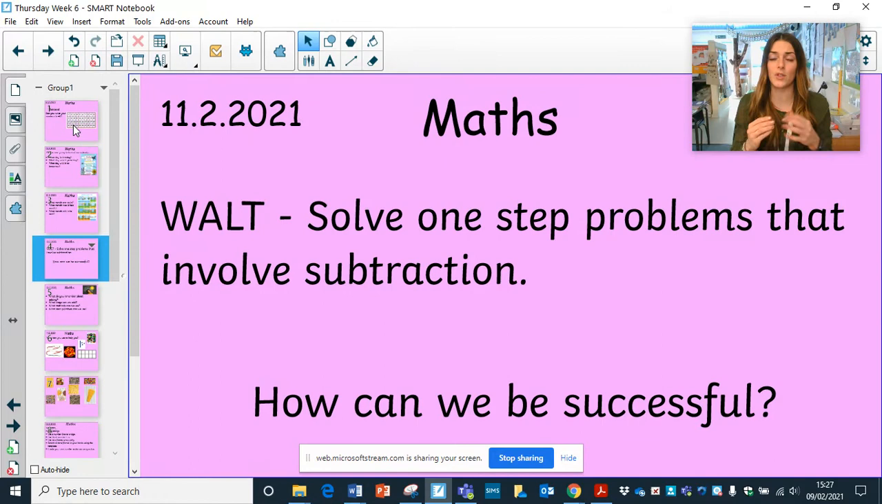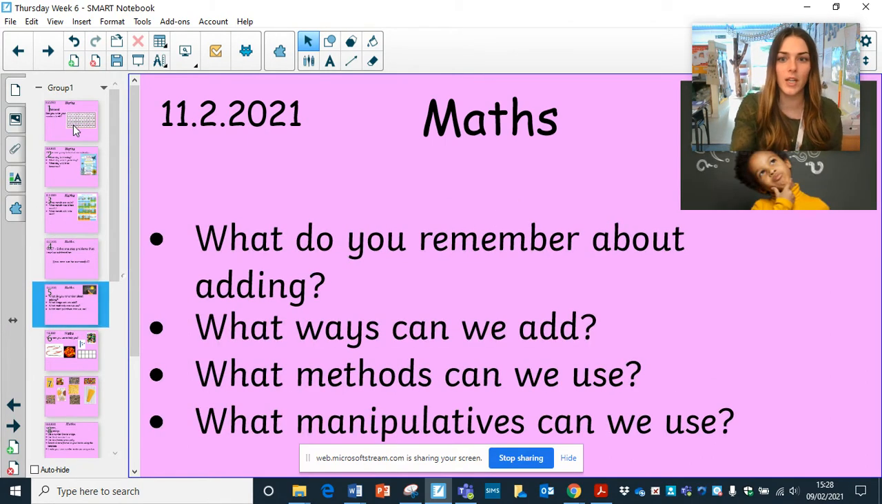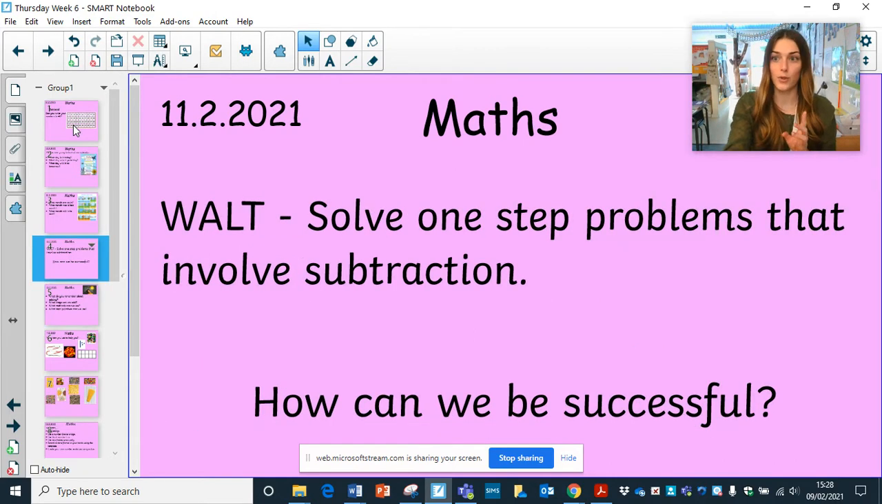So it's really important that you read the question or the number sentence and then know what you need to do. They are all questions that involve subtraction. So it's reading the question and understanding what you need to do, what numbers you need to pull out of that number sentence, and then thinking of what method you can use to work it out.